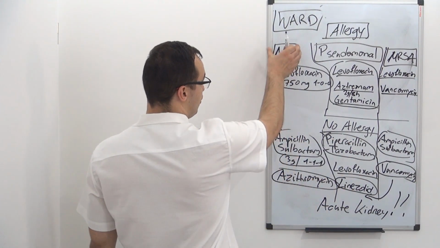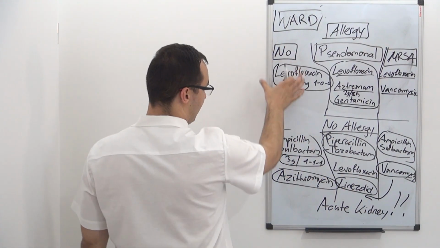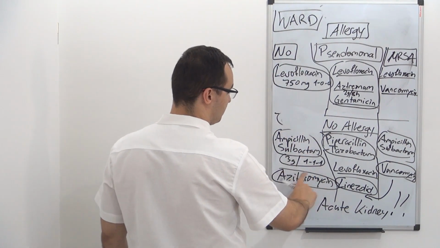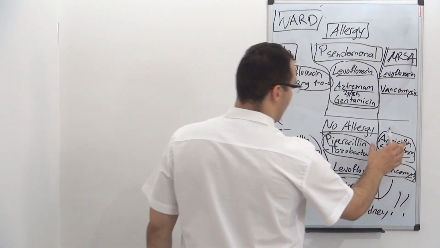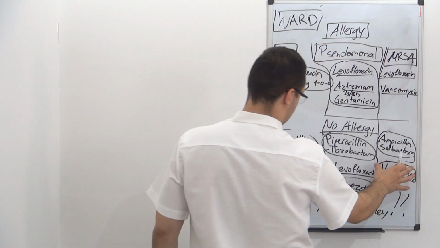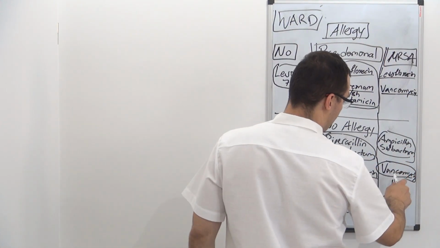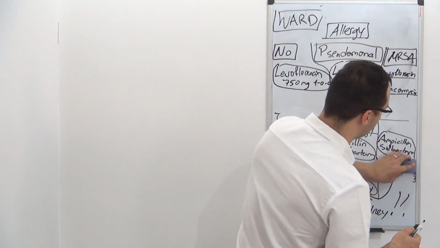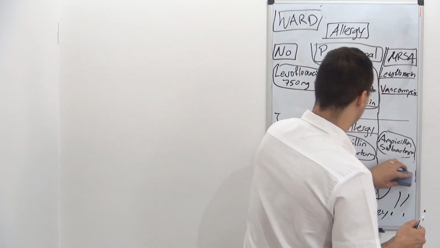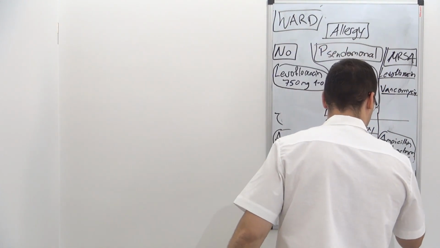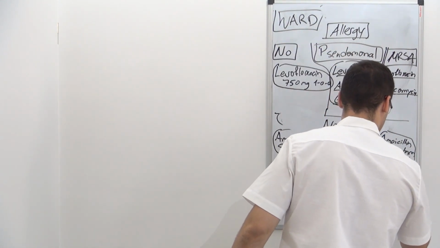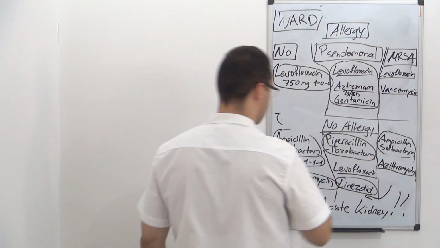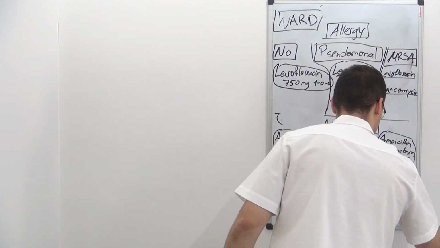We said that for no risk factors, we gave ampicillin sulbactam and azithromycin. Okay? We have to do the same here for MRSA. So not only vancomycin, we have to give exactly the same as we have here, but we add vancomycin. So we give azithromycin plus a vancomycin.